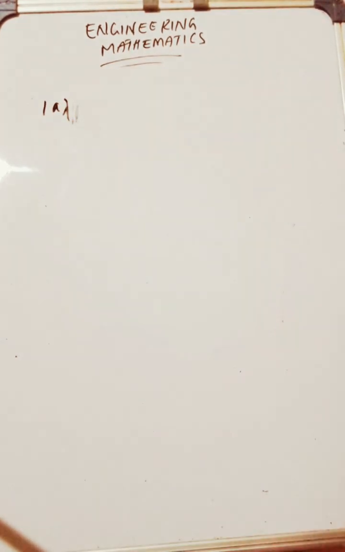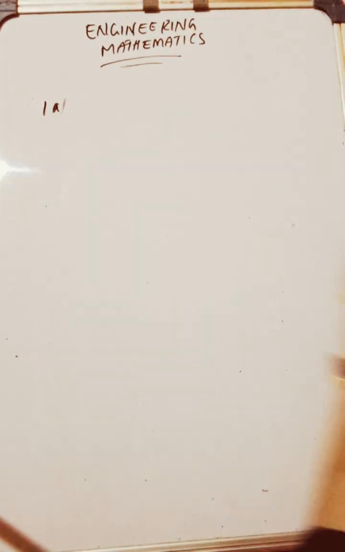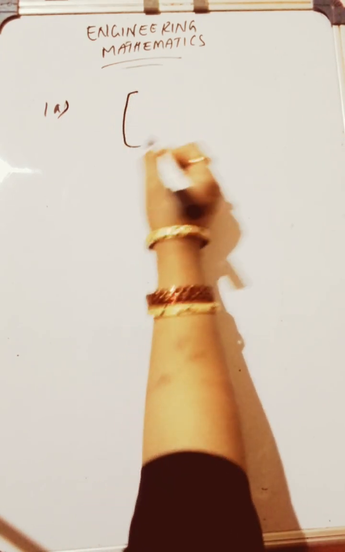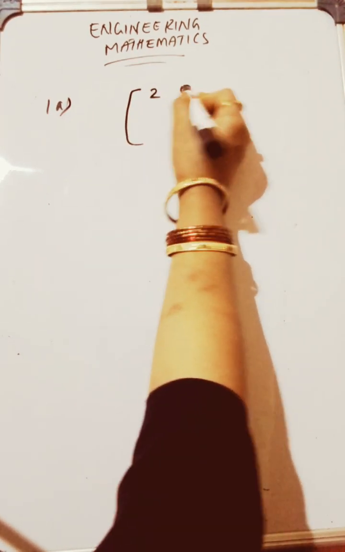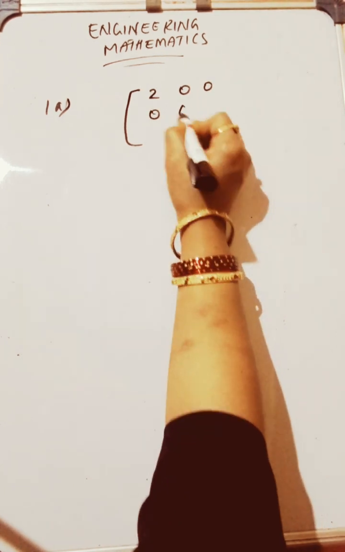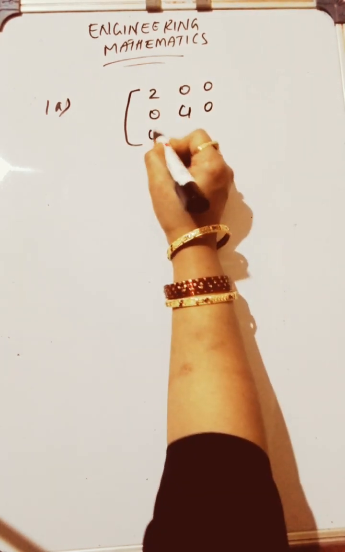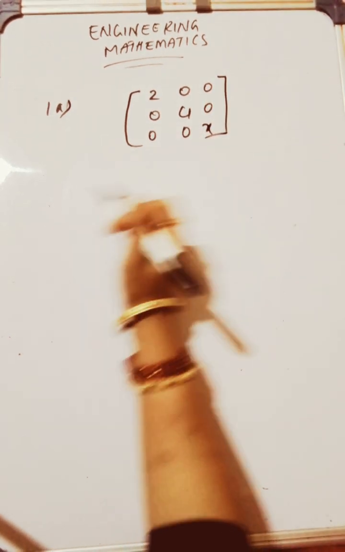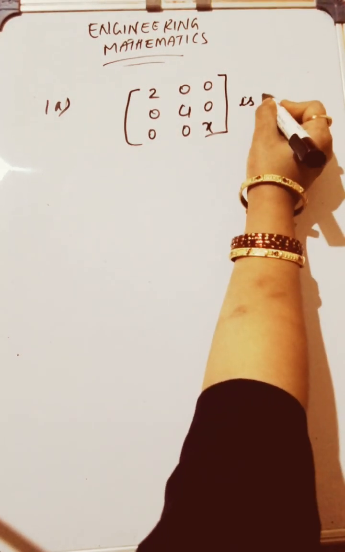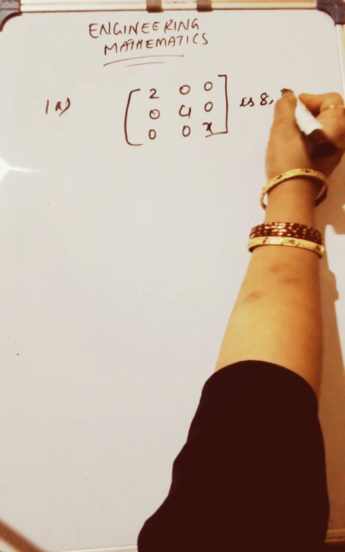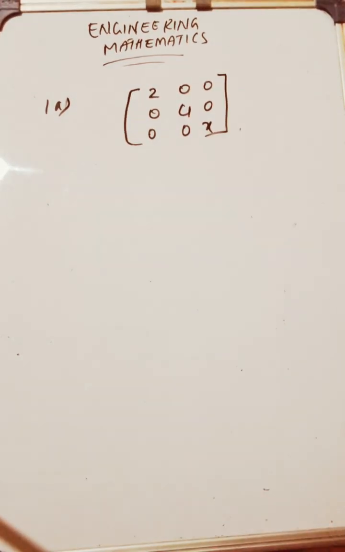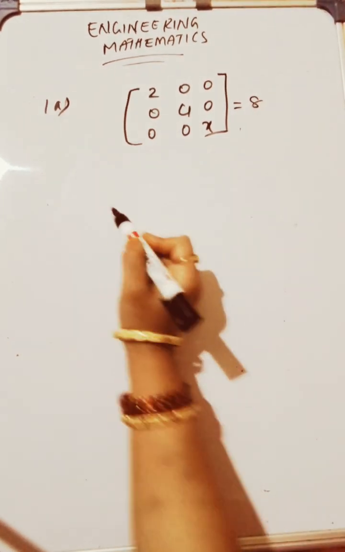In the first section, they gave a matrix with rows 2, 0, 0; 0, 4, 0; 0, 0, x, whose determinant is equal to 8. What we have to do is find x. This is the given matrix, which is equal to 8.